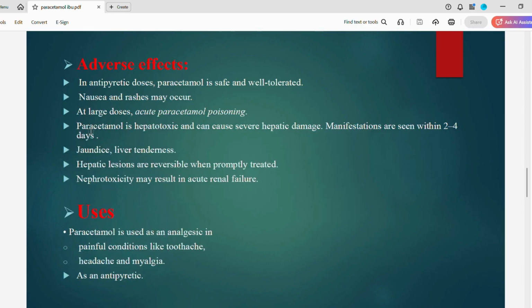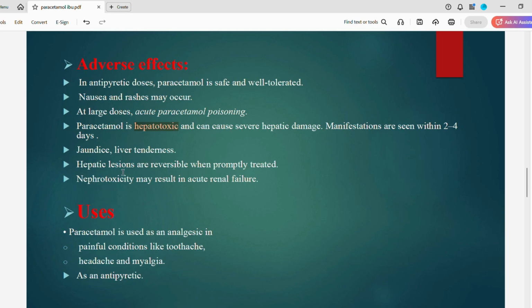Paracetamol is a hepatotoxic and can cause severe hepatic damage. So it is a hepatotoxic, as you have seen in the diagram, and can cause hepatic damage. Manifestations are seen in 2 to 4 days. Continuous higher doses use of paracetamol can cause hepatic damage, and hence the manifestations can be seen in 2 to 4 days. So jaundice, liver tenderness, these are the adverse effects. Hepatic lesions are reversible, can be treated.